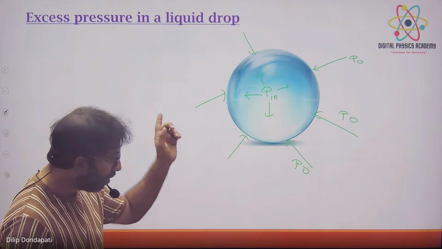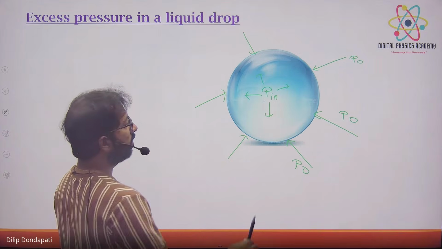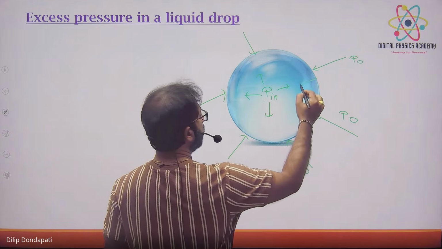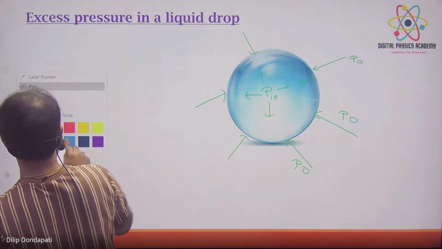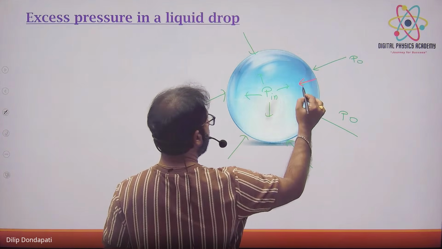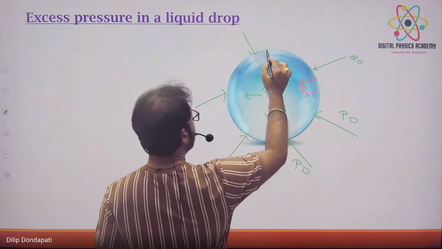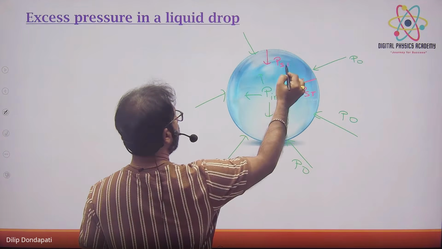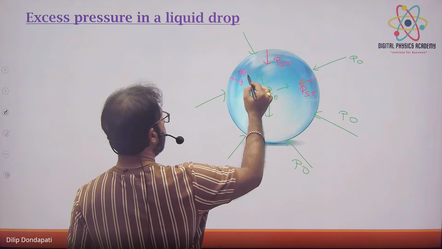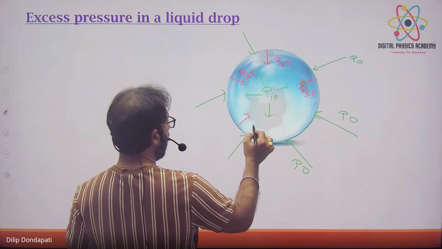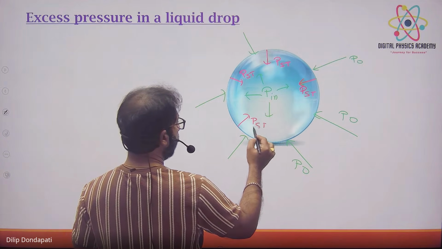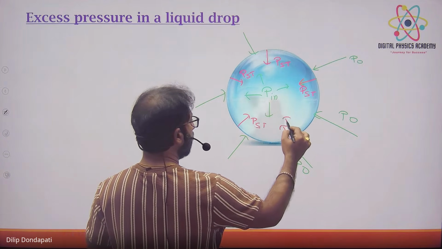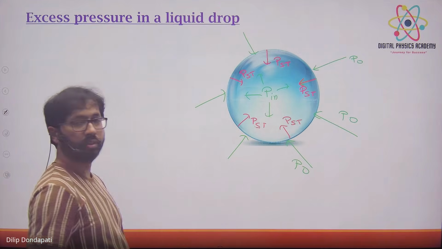And there is one more pressure, that is pressure due to surface tension. It always wants the molecules to have lesser area, right? That's why pressure due to surface tension is coming into the picture.